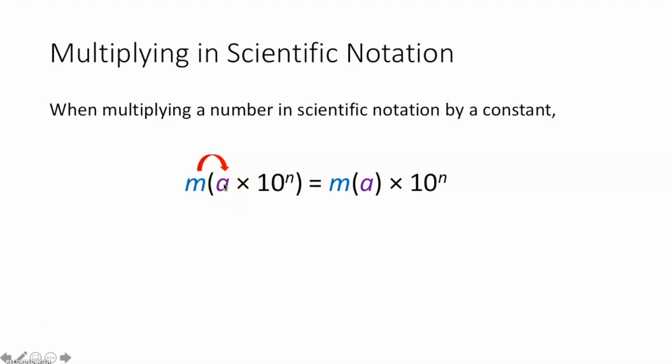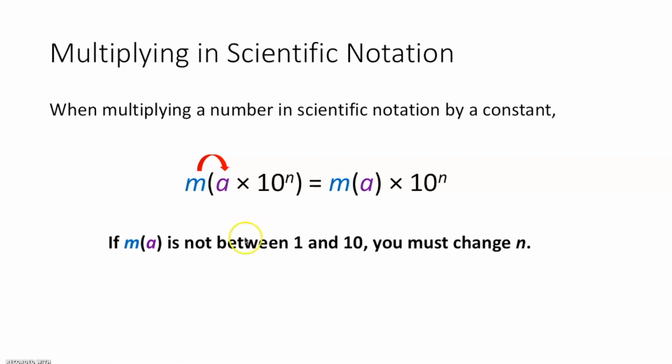Now, the tricky part is if you multiply this, m times a, and you end up getting a number that is bigger than 10 or less than 1. What you have to do is convert it back into scientific notation. So if m times a is not between 1 and 10, then you must change your n. So you're going to move the decimal and either add or subtract to your given n value.